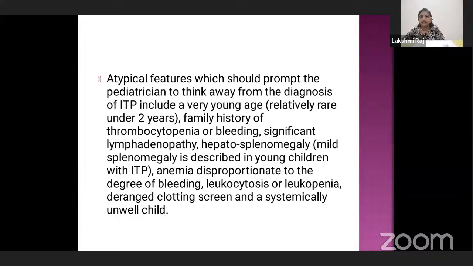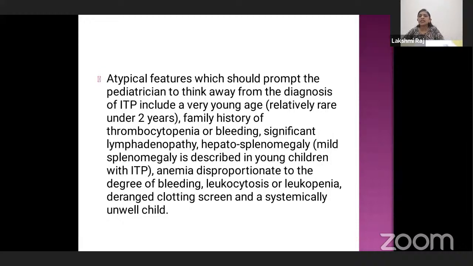Then significant lymphadenopathy is there, hepatosplenomegaly is there. All these are suggestive of some other diagnosis, and we have to rule out malignancy in these cases. And in some children, we can see mild splenomegaly. Anemia disproportionate to the degree of bleeding. So when there is bleeding, there will be some amount of anemia. But if there is a severe anemia, it is unlikely to be ITP. Then if there is leukocytosis or leukopenia, that is the WBC count is also affected, and deranged coagulation profile, that is the PT INR and APTT is abnormal. That means the patient is having some problem in the coagulation cascade also. So it may not be an ITP.